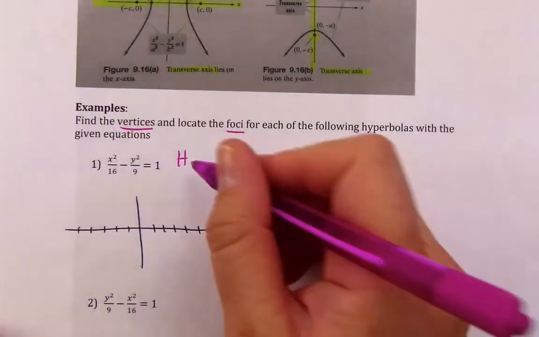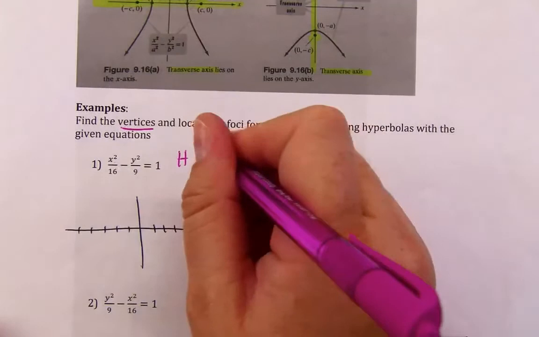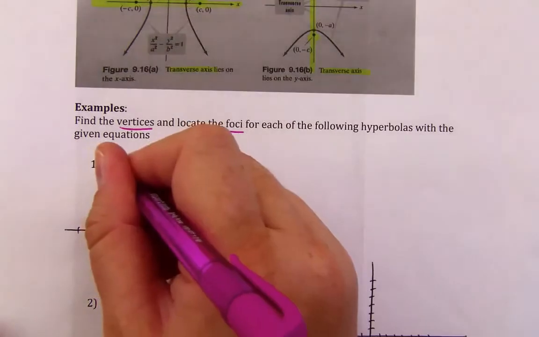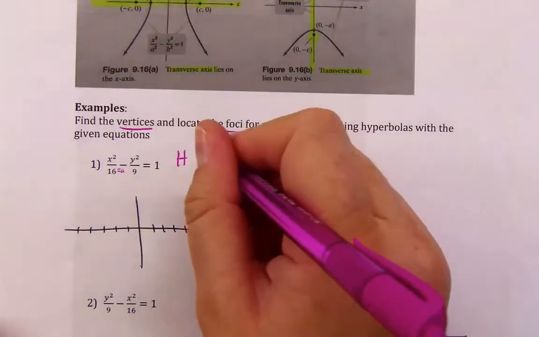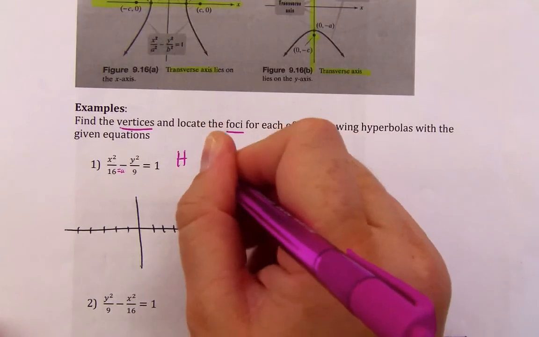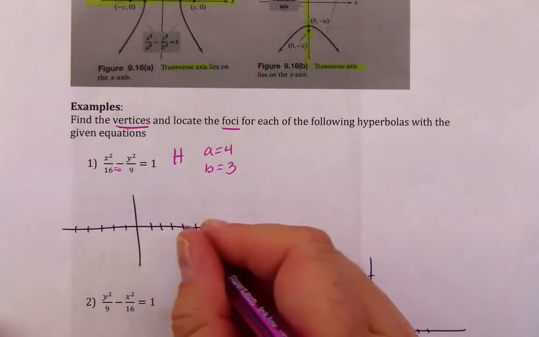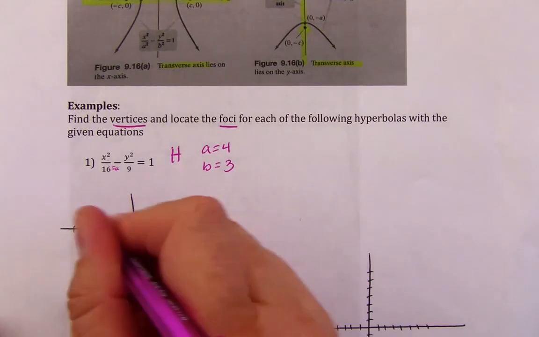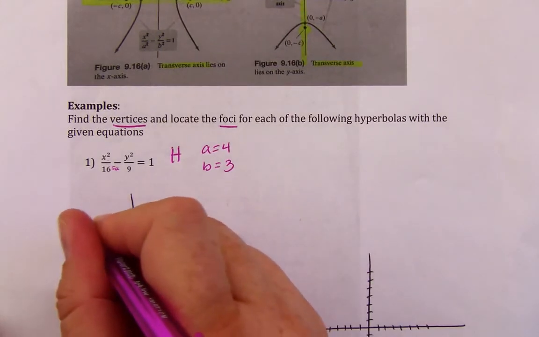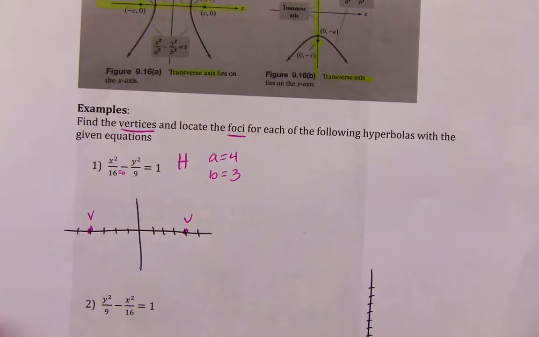Our x is first, so that tells me this is horizontal. And that means this is my A value. So A is going to equal 4 and B equals 3. And if it's horizontal, then this is my transverse axis. So this would be 1, 2, 3, 4. And that's one vertex. And there's the other vertex.